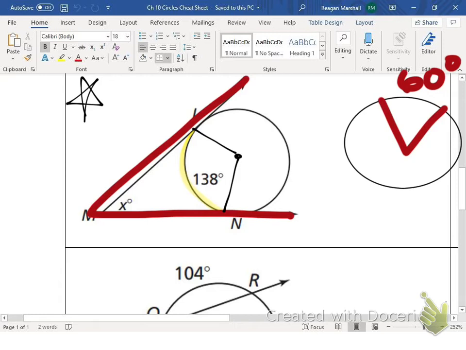The reason that I said this outer arc does not have any mathematical relationship with the outside angle is that only the arc that is formed by the angle matters. So the arc that's closest to the angle, if you will.